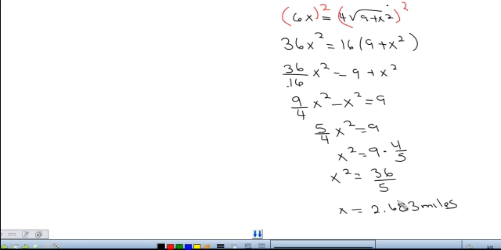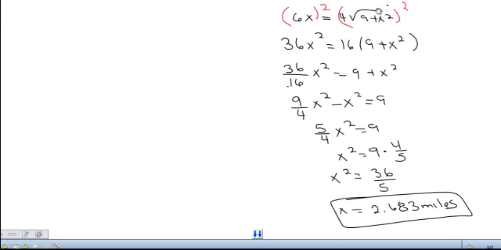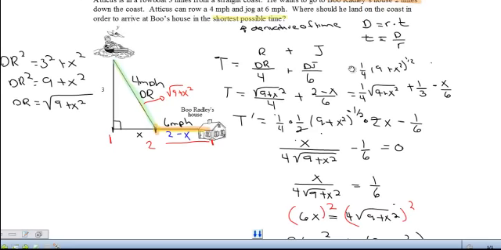So once we have our answer, we always go back and read the question to make sure that we answered it correctly. So the question is, where should he land on the coast? So he should land approximately 2.6832 miles.